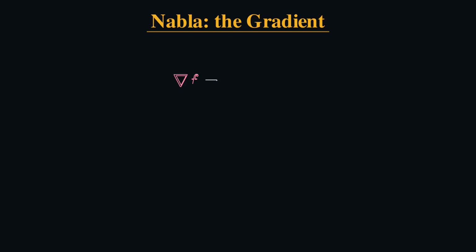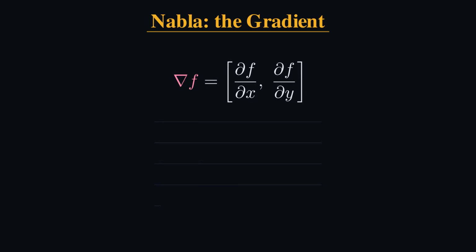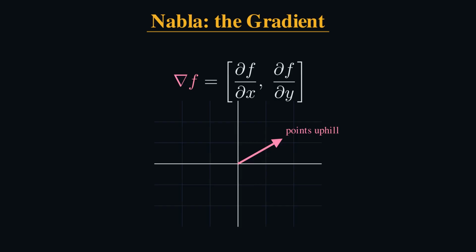Next, the upside-down triangle, called nabla, the gradient. This looks scary, but it is not new. It is simply all the partial derivatives gathered into one vector. The gradient points in the direction of steepest increase. Straight uphill. Imagine standing on a foggy mountain. You feel around with your feet to find the steepest upward slope. That direction is your gradient.